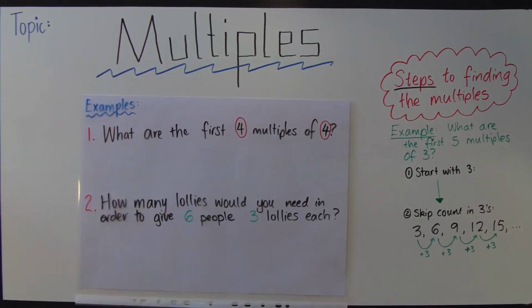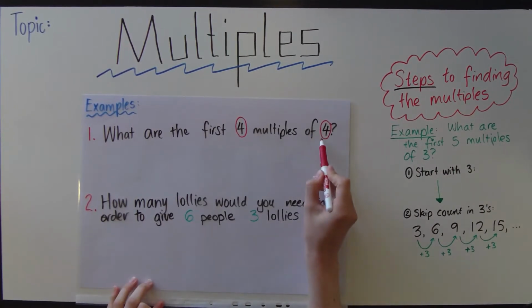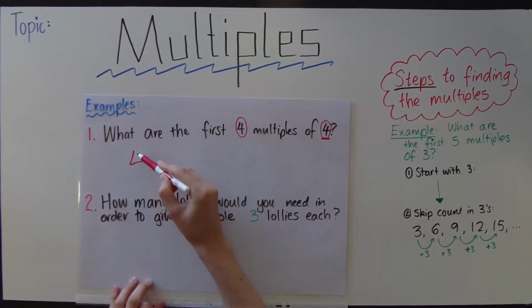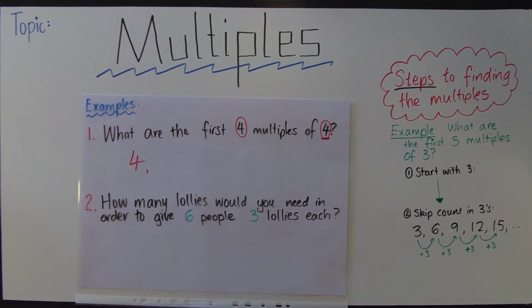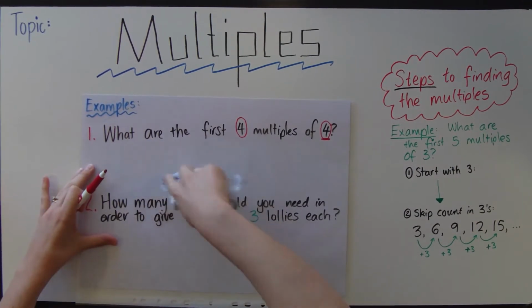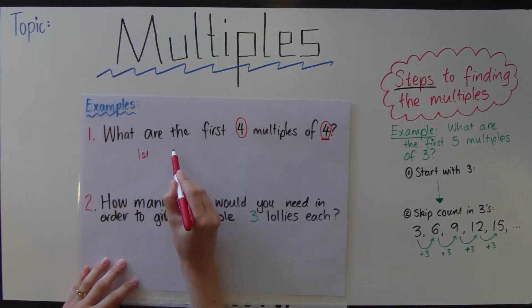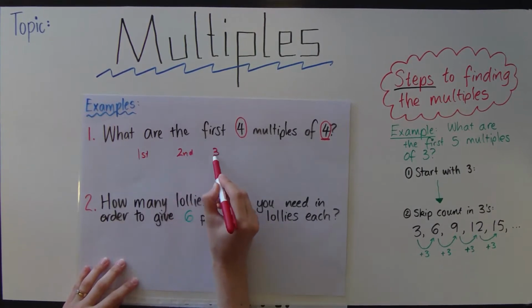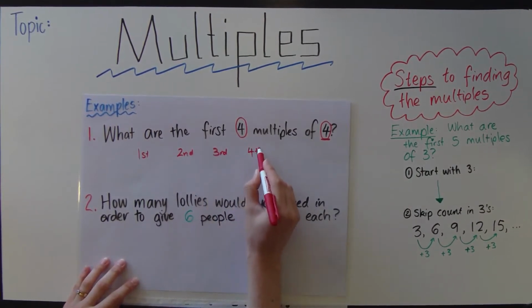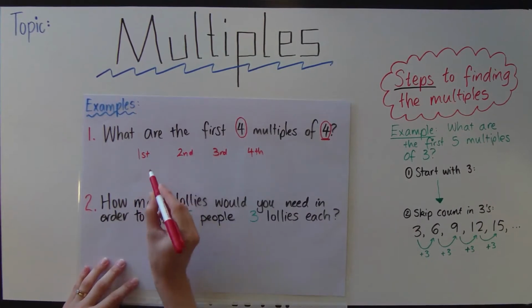This one here is, what are the first 4 multiples of 4? So following the same sort of steps as over here, we simply start at 4. That's where we need to start. And we're looking for the first 4 multiples. Now, some people actually like to draw it in a table, so I'm just going to do that now. This is one way of working out maths problems. So here we can have the first, second, third, and fourth, because we want the first 4 multiples of 4.